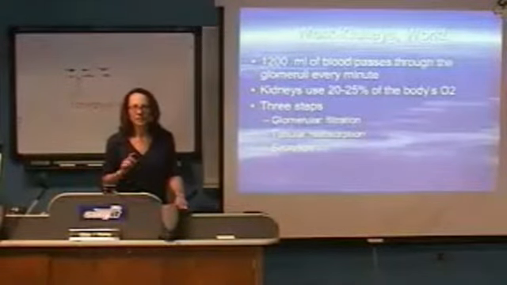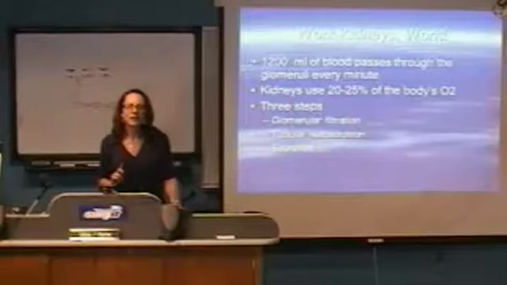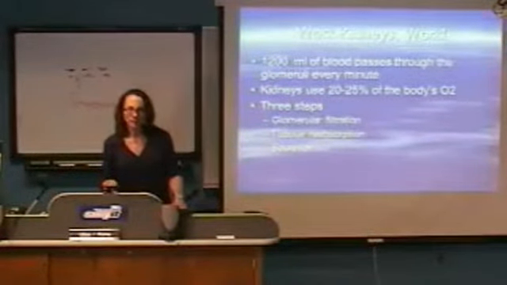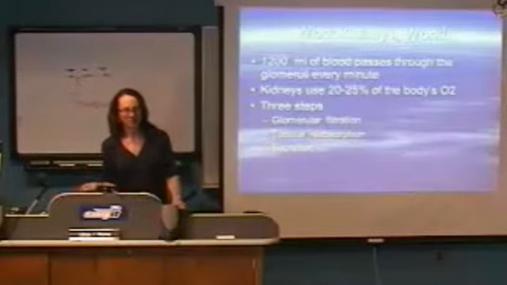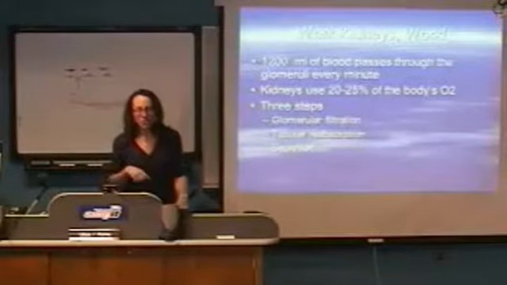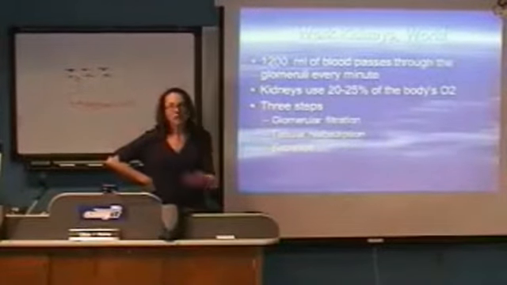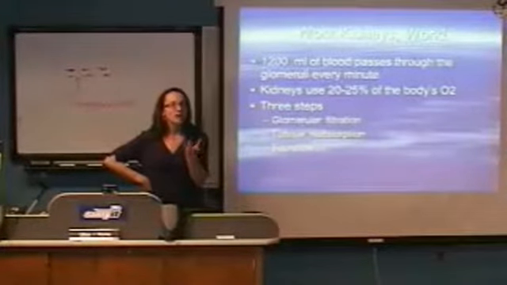This number is incorrect, I'm sorry. It's 120 milliliters of blood that pass through the glomeruli every minute. Okay, 120 milliliters per minute. Kidneys use 20 to 25% of the body's oxygen. That's amazing to me.